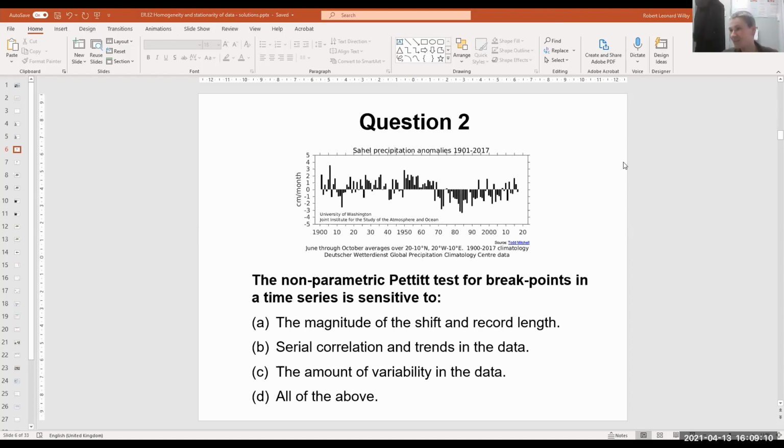The majority said A, magnitude of the shift and record length. Okay, let's take a look. Oops, there we go. D is actually all of the above. And this is why, with even a simple test like Pettitt, we have to be quite careful how we use the test, when and where we use it. Like all statistical tests, it comes with assumptions, and its power to detect a change varies. It's more likely to be able to detect a change if there's a big step change, and if the change is in the middle of the record.